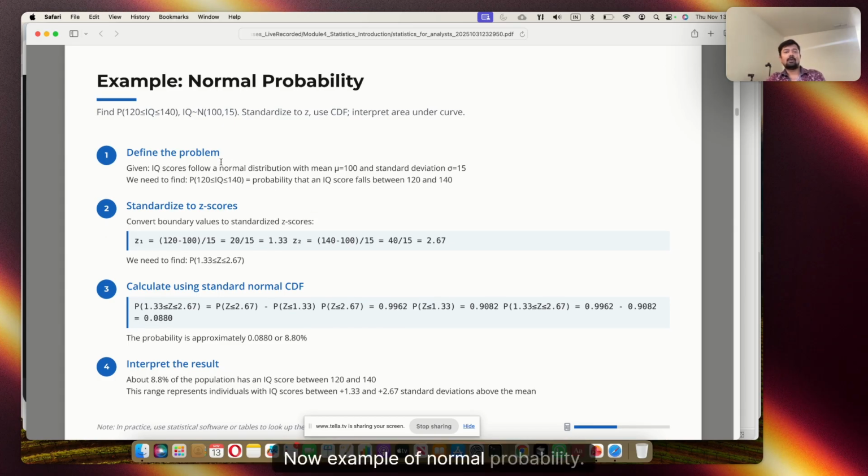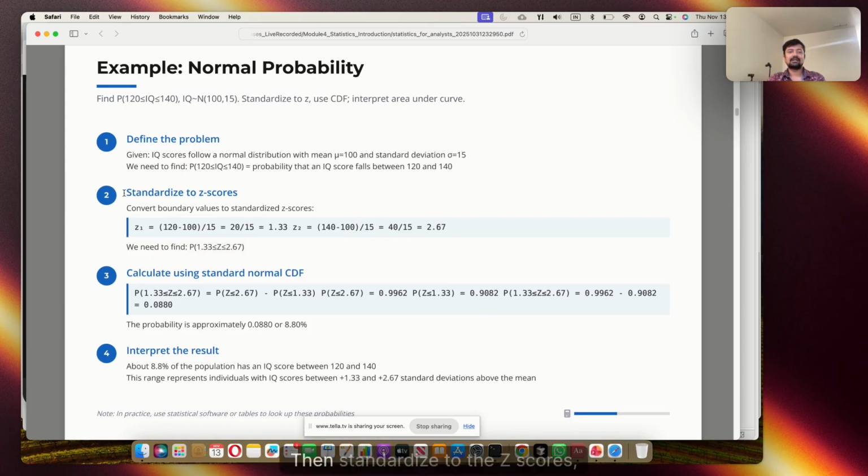Now, for the example of normal probability, you need to define the problem first. So define that the IQ scores follow the normal distribution, and get the information from there. Then standardize to Z scores, get the Z scores from the normal distribution. Once you get the Z scores, you calculate the CDF in the standard normal format. And once you get the standard probability approximation, interpret the results.